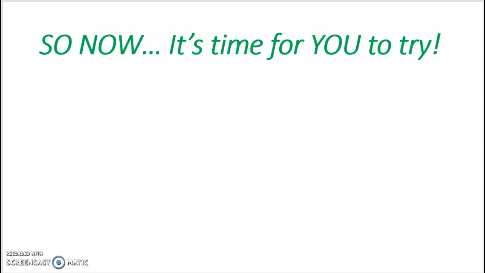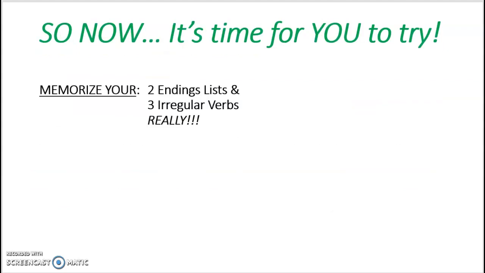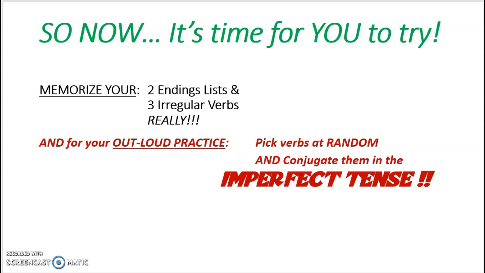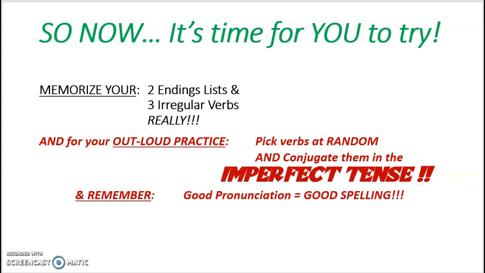All right, so now it's time for you to try. First, as we said, you need to memorize your two ending lists and your three irregular verbs. Really, you need to know those backwards and forwards at the snap of a finger. You have to get that down. Then, for your out loud practice, pick verbs at random out of our list and conjugate them in the imperfect tense. Do it out loud. Look at the ending list, take the infinitive in your head, and just practice knocking off the AR, ER, IR, and throwing on the endings and pronouncing them. Because remember, good pronunciation means good spelling.